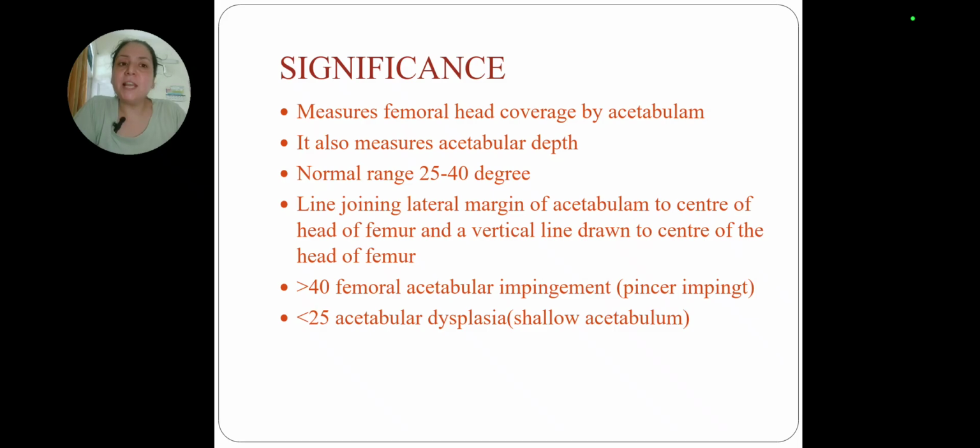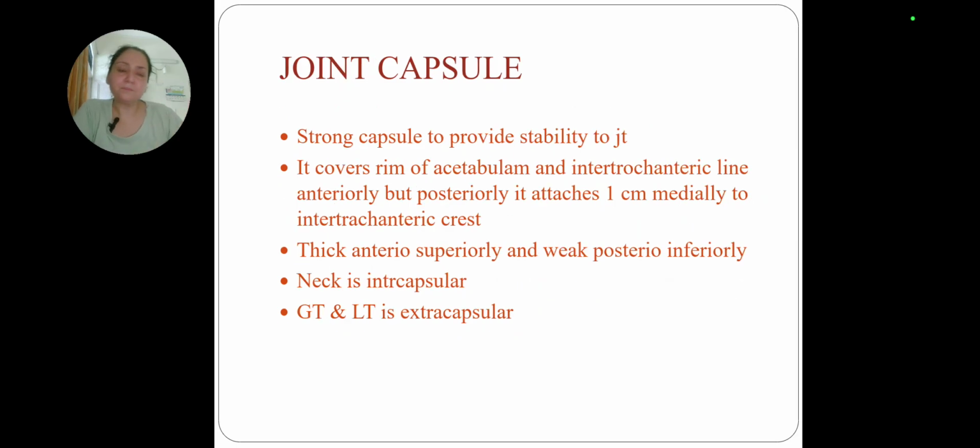It is a line joining the lateral margin of the acetabulum to the center of the head, and a vertical line which is drawn from the center of the head. Now if it is more than 40 degrees, that means there is femoroacetabular impingement, called pincer impingement. And if it is less than 25 degrees, this is called acetabular dysplasia, that is the acetabulum is too shallow. Fine, there will be chances of acetabular dysplasia. So it's a very important point here.